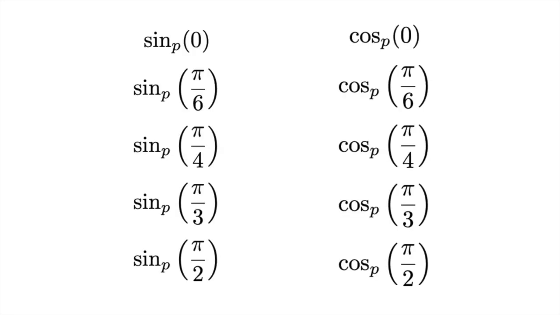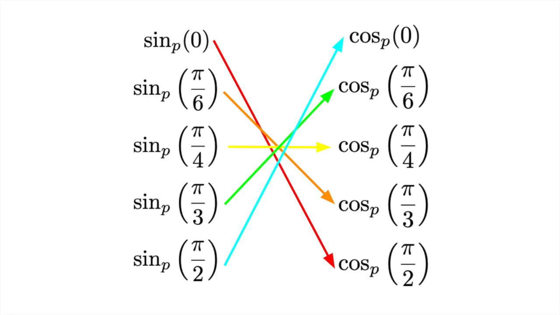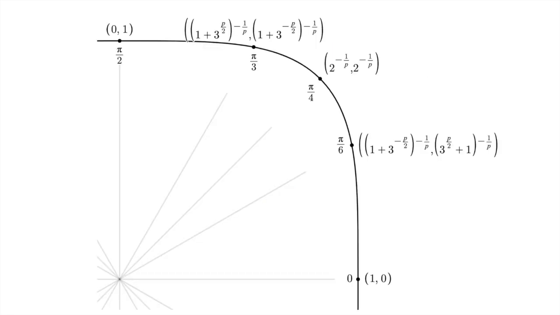We only have unit squircle values for sine and not cosine. Luckily, since height is reflective over pi over 4, we can match sine base p of 0 with cosine base p of pi over 2, sine of pi over 6 with pi over 3, pi over 4 with pi over 4, and so on. Thus, our first quadrant unit squircle is completed.